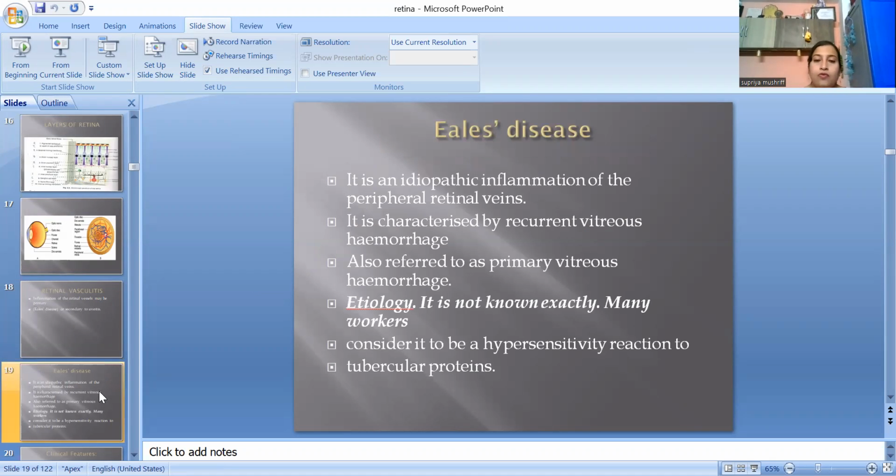So to start with, what is Eales disease? Eales disease is nothing but an idiopathic inflammation of the peripheral retinal veins. It is characterized by recurrent vitreous hemorrhage. This is a very important PG question, MCQ question. It can also be referred to as primary vitreous hemorrhage because the etiology is not exactly known. It is mostly idiopathic. Many workers consider it to be a hypersensitivity reaction to the tubercular protein.